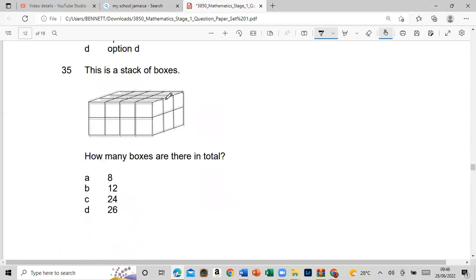This is a stack of boxes. How many boxes are there in total? Right, so let me see now. 1, 2, 3. So we have 3. 1, 2, 3, 4. So that'll be 4 by 3, and then times 2, because of 2 rows. Same thing as volume. So that's 24. That's volume, guys, all right? So that's 24, which is C.